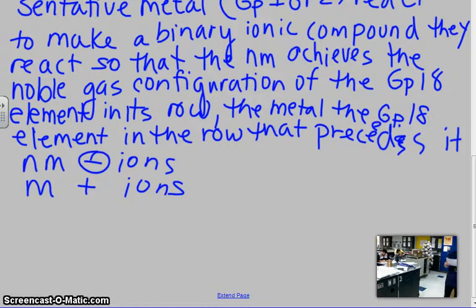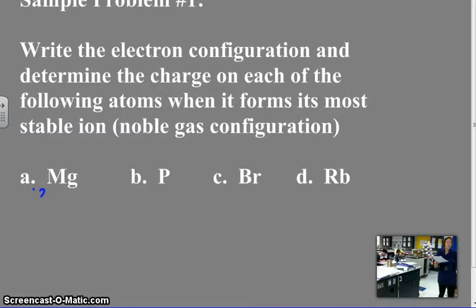Vitally important. Okay, so we have a sample problem coming up next. In that sample problem, they ask you to write the electron configuration and determine the charge on each of the following atoms when it forms its most stable ion. Okay? So the first one is magnesium.